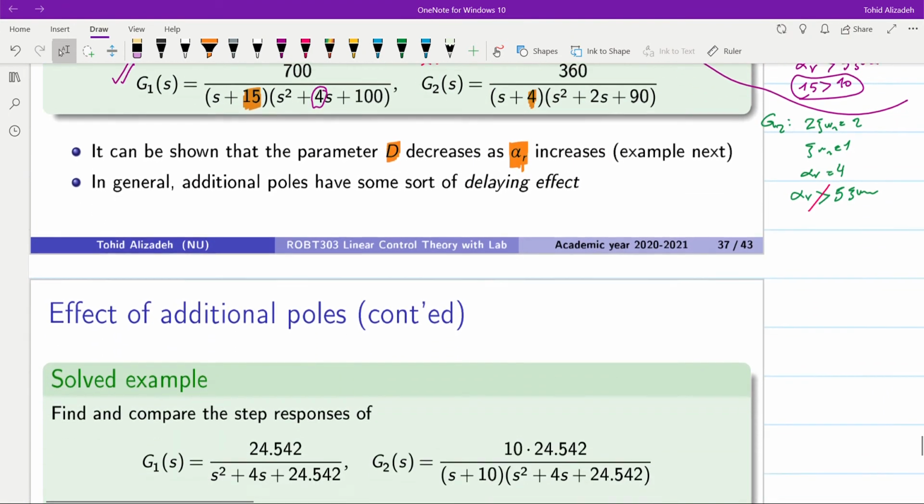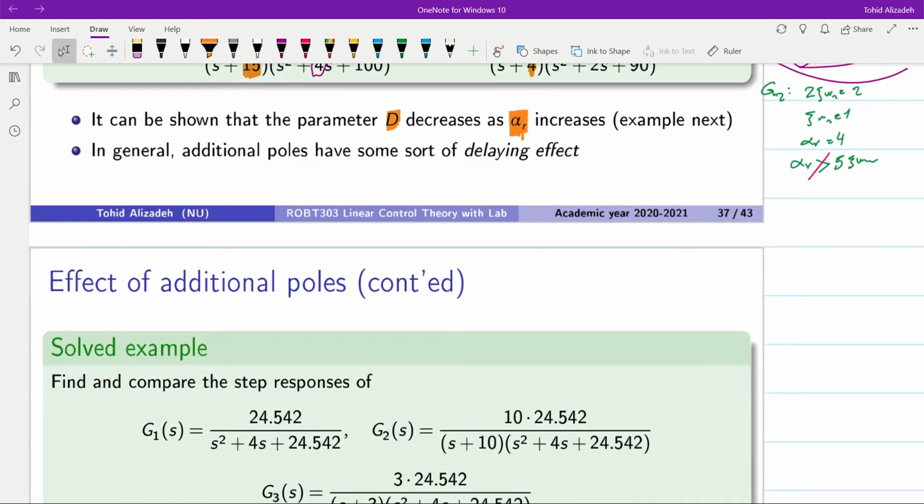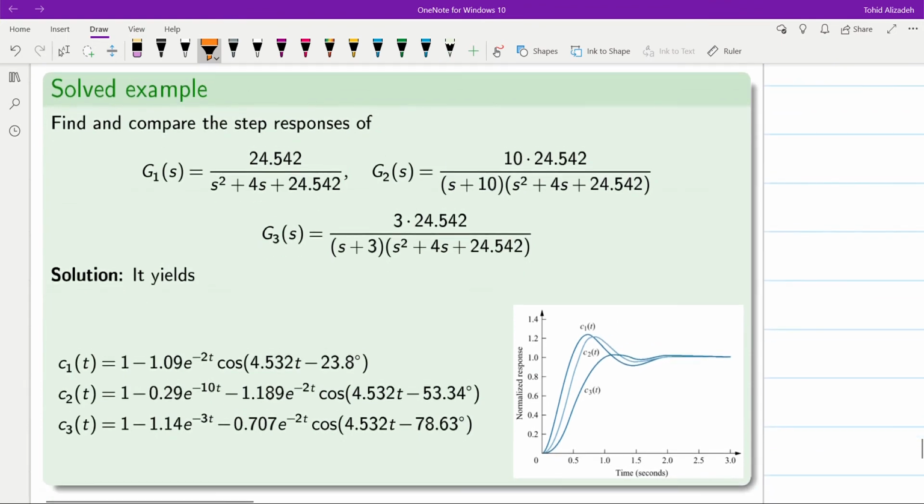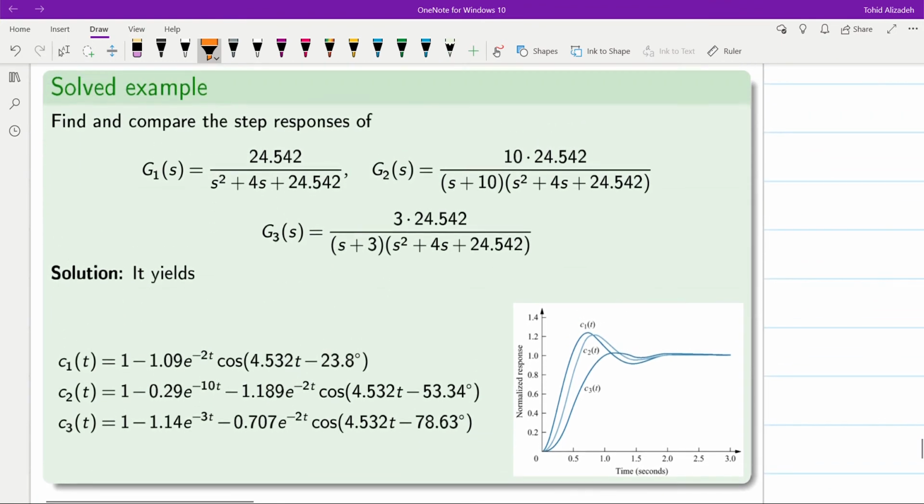In general, the additional pole that we have for the systems will have some sort of delaying effect, and it will be clear if you have a look at this solved example over here. So we have 3 systems. The first system, G1, is a second order system, an underdamped second order system. The second system, G2, is an underdamped second order system with an additional pole at -10.